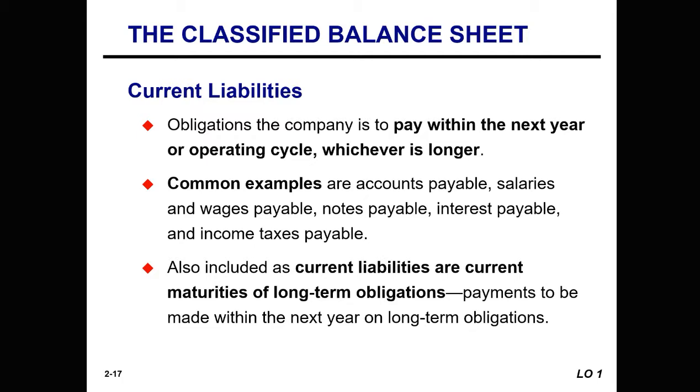Some examples of those are notes payable, accounts payable, wages payable, bank loans payable, interest payable, taxes payable, and the current maturity of long-term obligations. Those are the principal payments that are to be made within the next year on long-term obligations. Within the current liabilities section, companies usually list notes payable first, then accounts payable, and then the remaining items in the order of their magnitude.